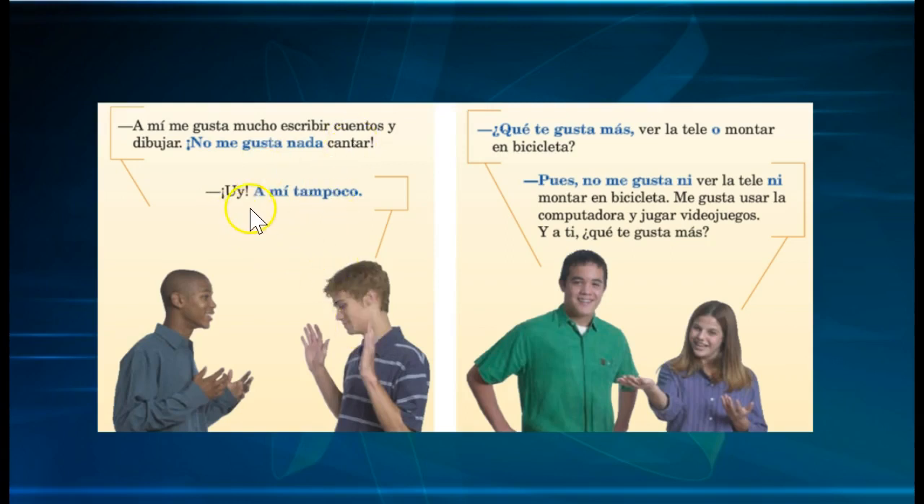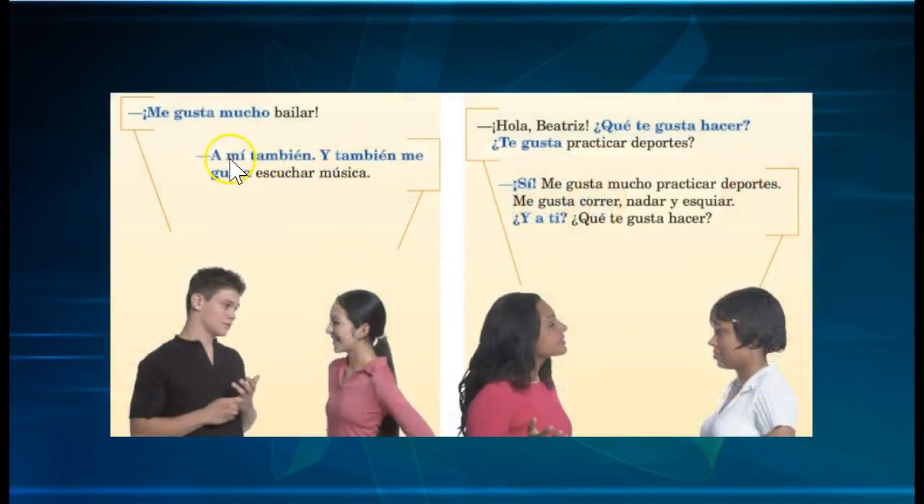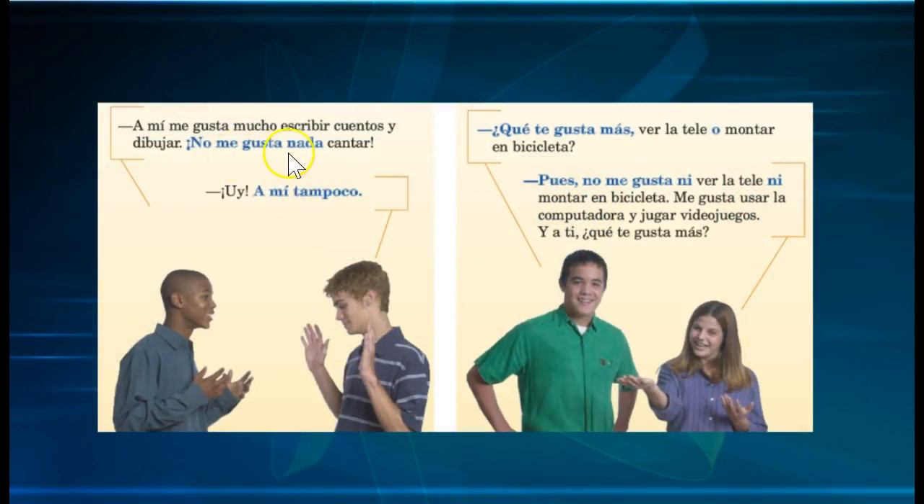And then he says, uy, a mí tampoco. Like, oh, sheesh, me neither. A mí tampoco. So you have a mí también was me too. A mí también. And me neither is a mí tampoco when you're talking about liking something or not. A mí tampoco. Me neither.